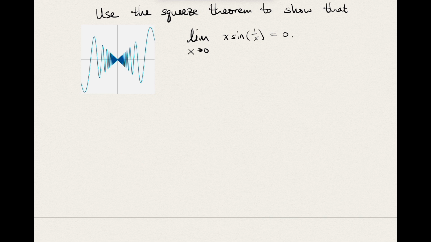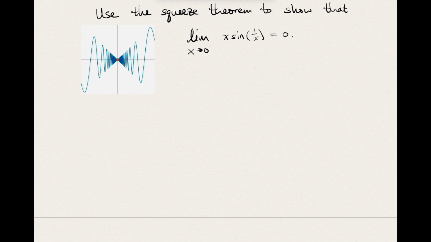Now, this example of applying the squeeze theorem is a little bit trickier. I have the limit as x goes to 0 of x times sine of 1 over x, and I'm trying to show that that equals 0. I have the graph of that unruly function on the left here, and we can see that the graph strongly suggests that, in fact, we do arrive at the origin.